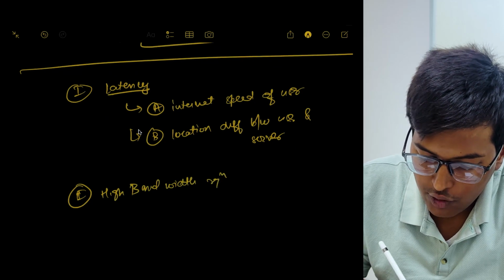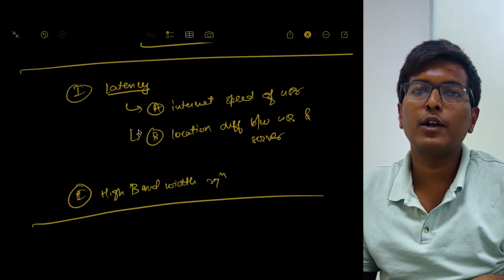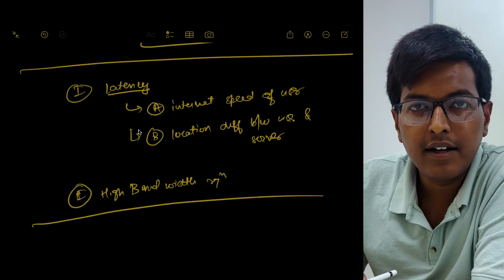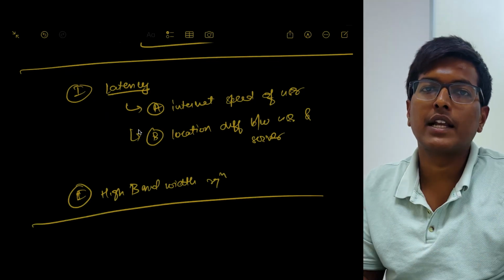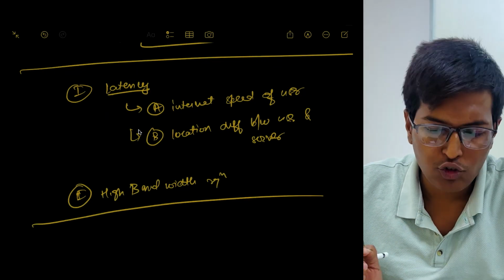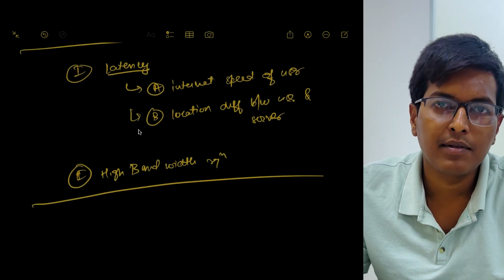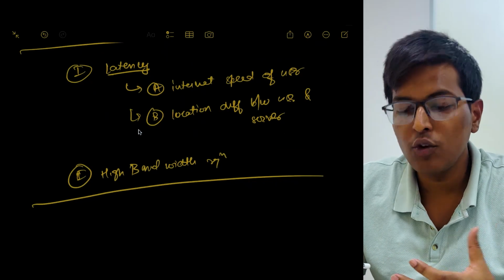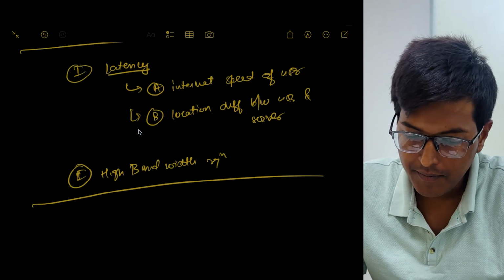If you solve these two challenges, then you will be able to successfully create a YouTube system or a video streaming system at scale, right? So let's quickly solve these two problems and try to understand how you can then build YouTube for scale.